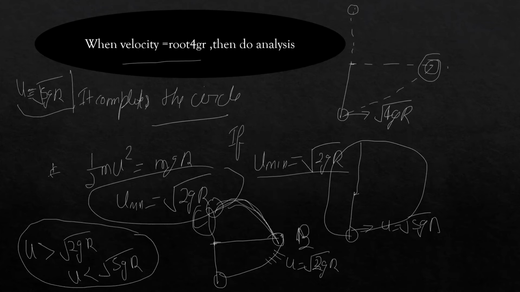I've seen that when u is equal to under root 4gr, you have under root 5gr, and that's where I have considered the under root 4gr. Just see, 4gr is in this range, whatever the range I have explained, that under root 4gr is in this range. So let's do the analysis. A very good analysis.